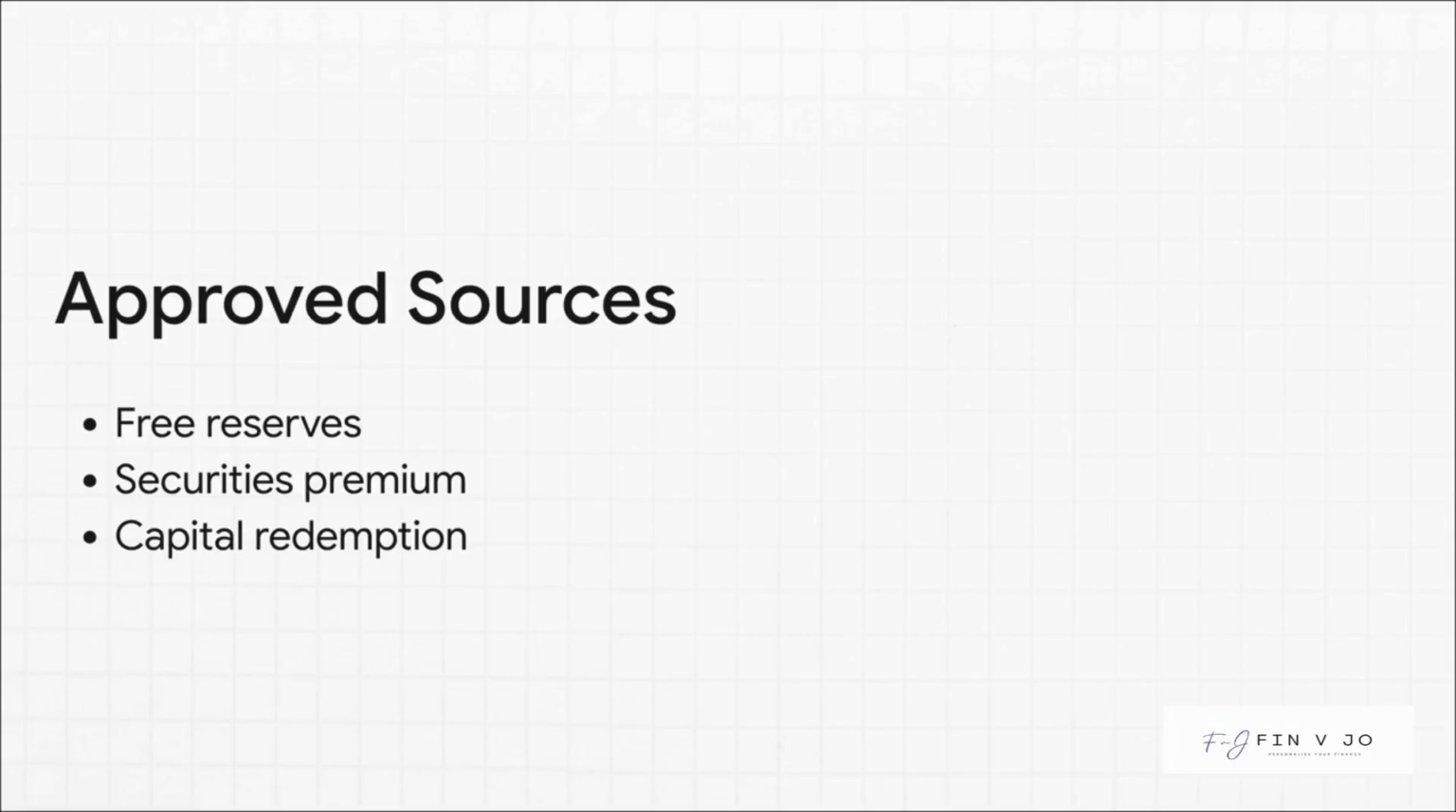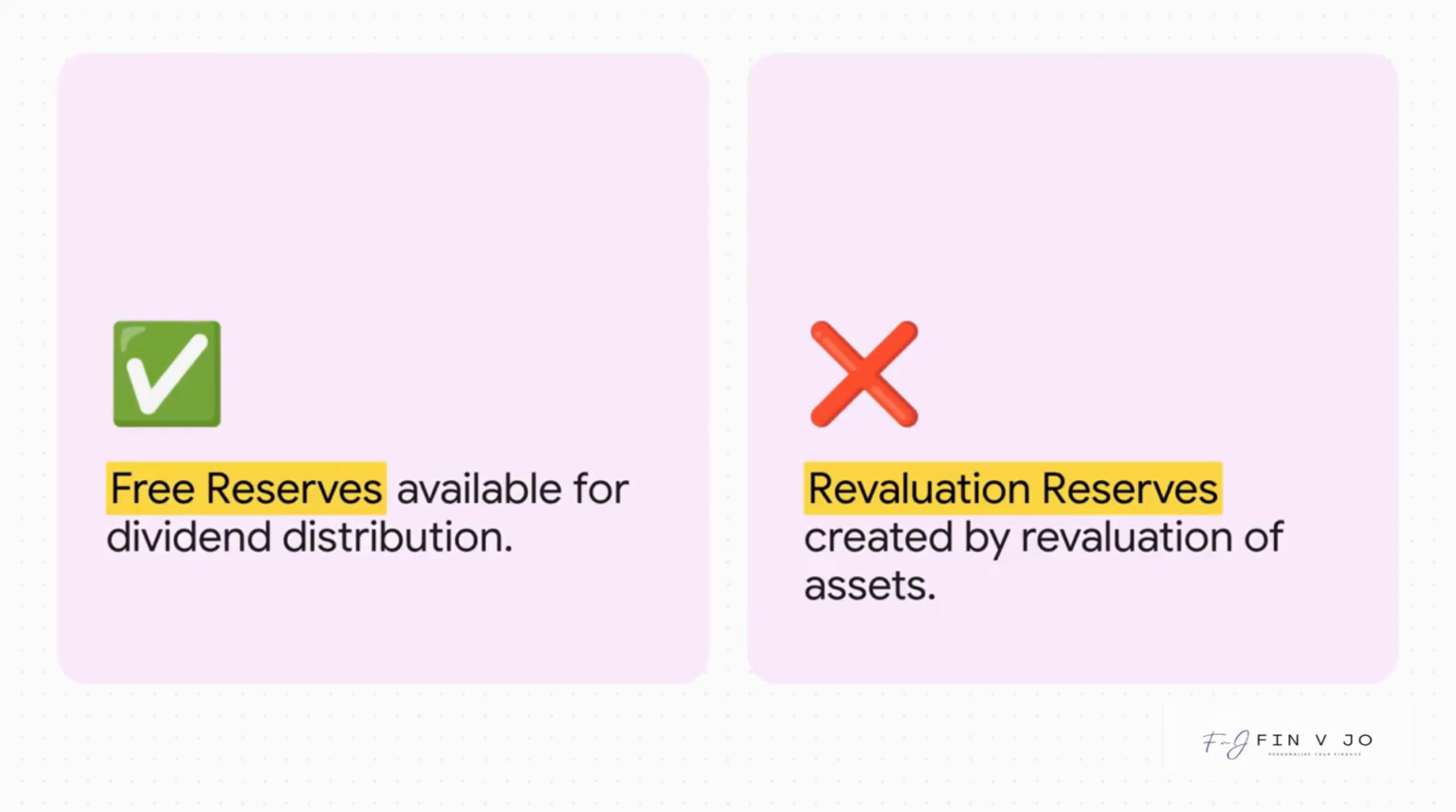Bucket number 2, the securities premium account. And bucket number 3, the capital redemption reserve account. If the money isn't sitting securely in one of these 3 buckets, it simply cannot be capitalized into bonus shares. No exceptions. So the crucial point here is this. While you can absolutely use free reserves, the law strictly and totally prohibits the use of revaluation reserves.